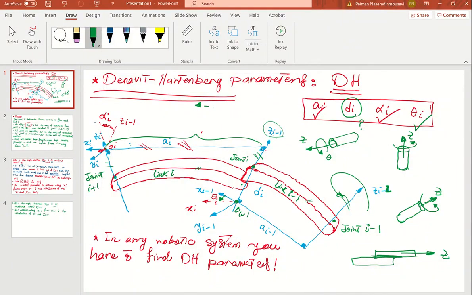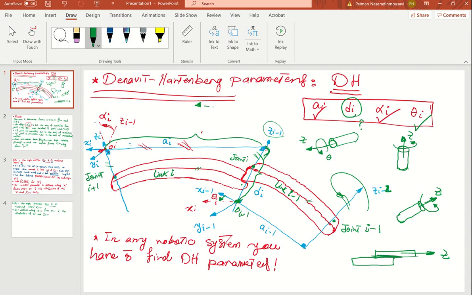Oh, this line, I did it wrong. This distance, okay, it is the offset between the origins in the direction of Z(i-1). This is the origin along the Xi, and this is the origin of this. That's right. Understand? So this is your Di.